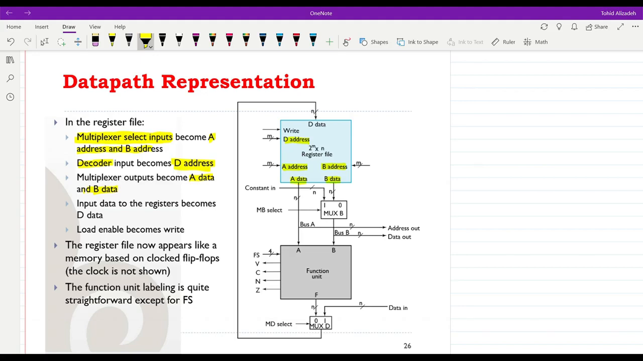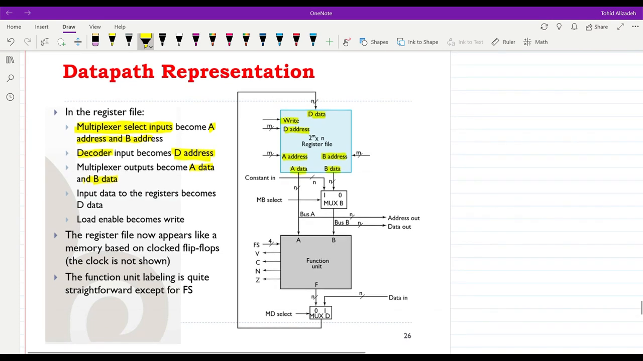In the previous representation, they were the outputs of the multiplexers that we had for the registers. And input data to the registers now becomes the D data. And we also had the load enable to our registers. Now it is the write command.